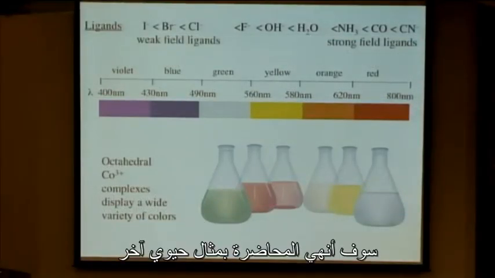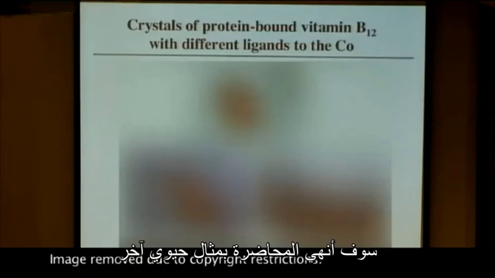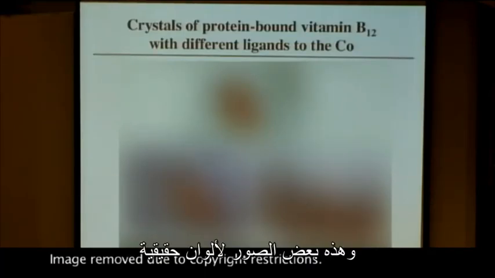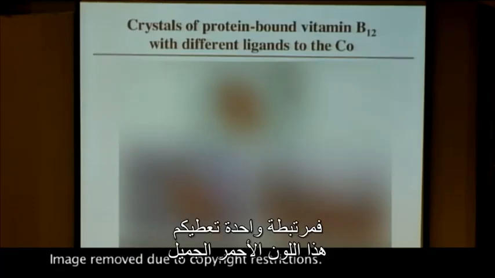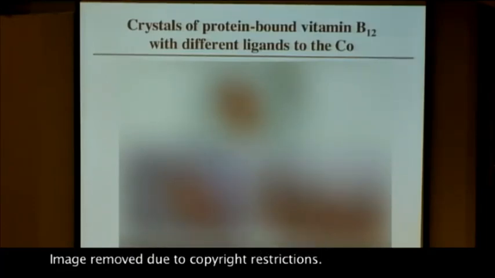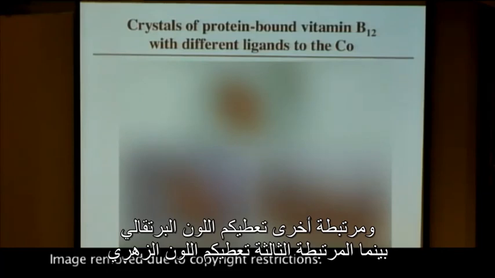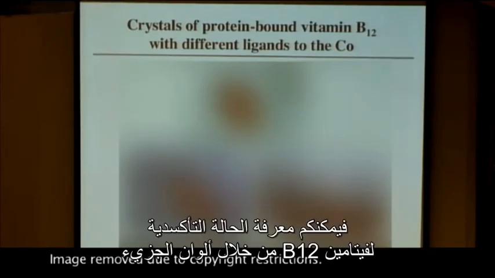So I'm just going to end with one more biological example. And here are some pictures of actual colors. And so this is cobalt coordinated to vitamin B12. So one ligand gives you this brilliant red color. Another gives you an orange color. And a third ligand gives you a pink color. So you can tell the oxidation state of vitamin B12 by the colors of the molecule.